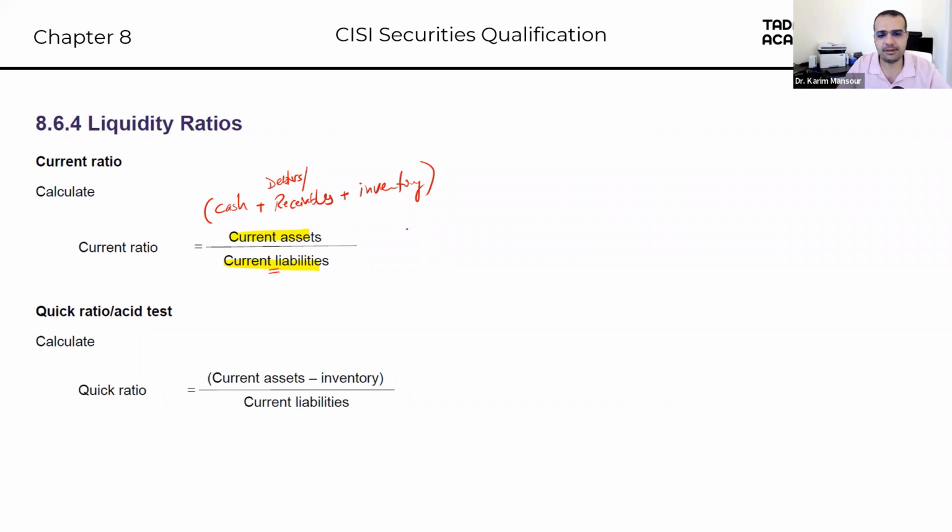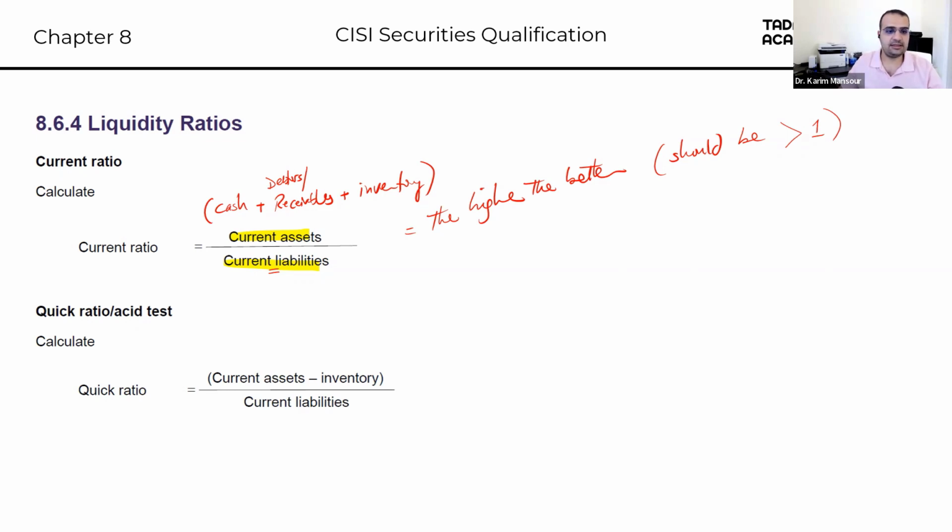Of course, the higher, the better. And it should be over 1. So the result should be higher than 1. If the result is less than 1, that means you have less current assets than current liabilities. That's a problem. That means you don't have enough liquidity to cover your short-term commitments.